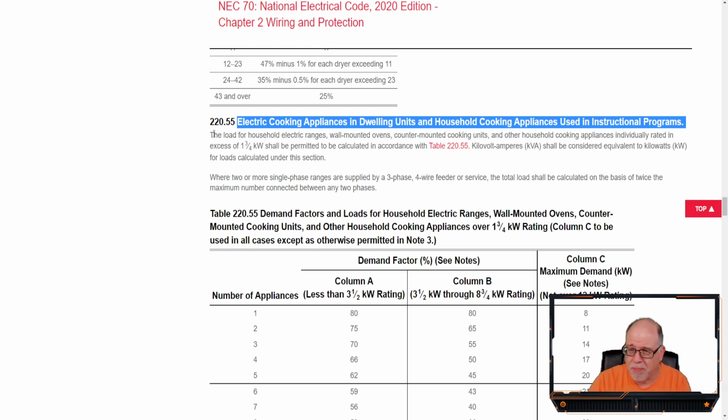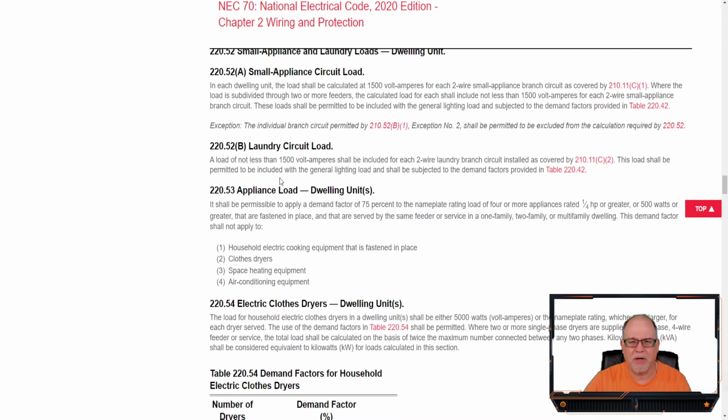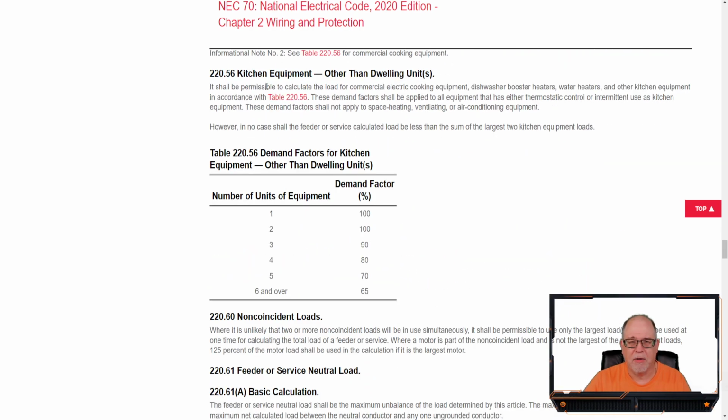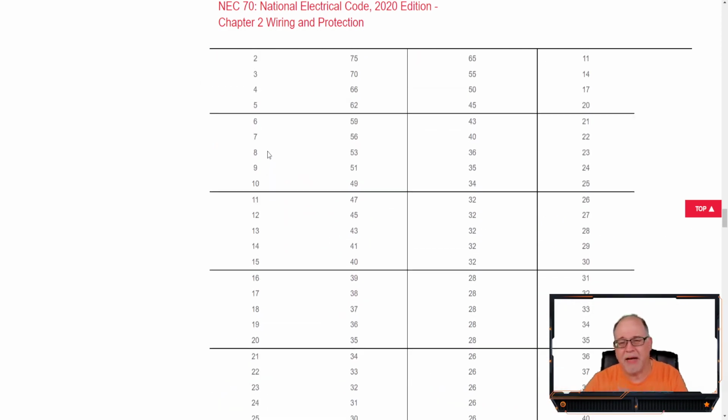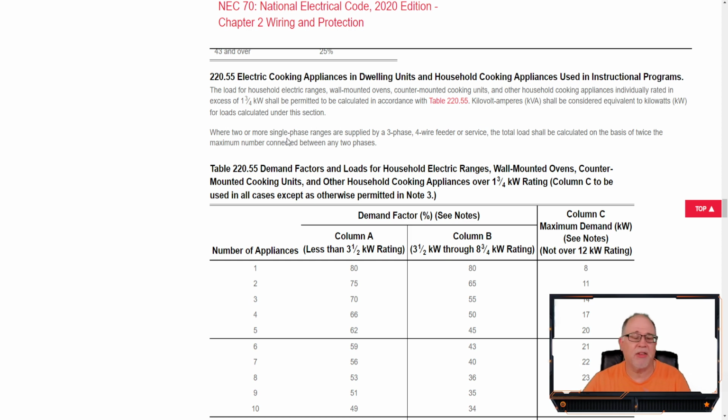Not for commercial appliances. That's going to be different, right? So that one you're going to be looking at right here, kitchen equipment other than dwellings, 220.56. So we're talking about very much an apartment complex. We're talking about dwelling applications. We are very much going to be in 220.55 here. Okay. So again, the question was only dealing, however, with the range value. So let's kind of work this out. All right, so we've got to read it to find out what it means.